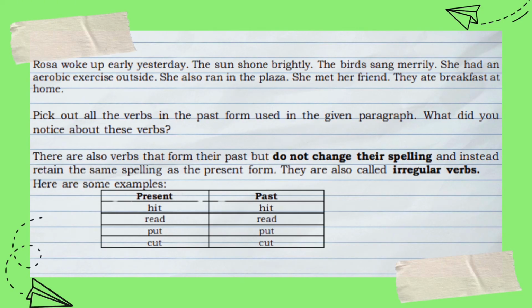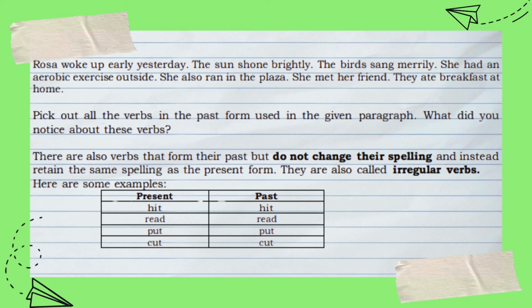So we have woke, shone, sang, ran, met, and ate. Okay, so what do you notice about these verbs? These verbs change their spelling to form their past form. Okay, so there are also verbs that form their past but do not change their spelling and instead retain the same spelling as the present form. So they're also called irregular verbs.